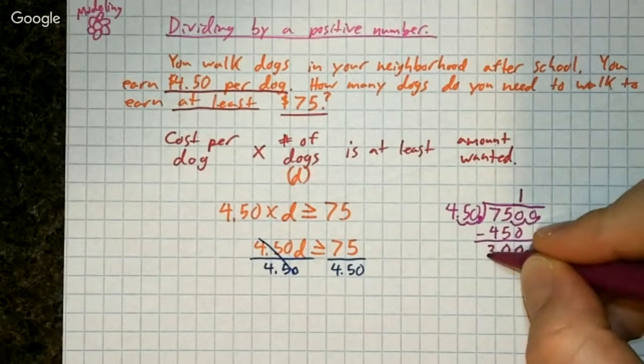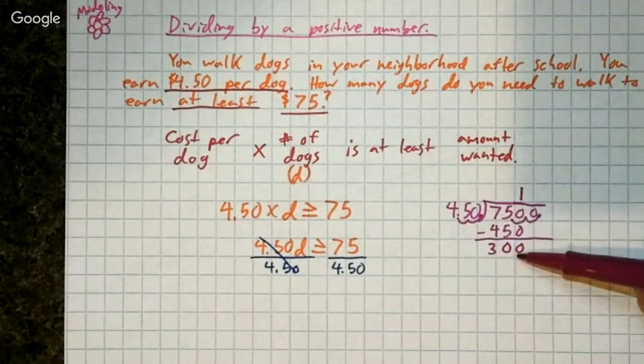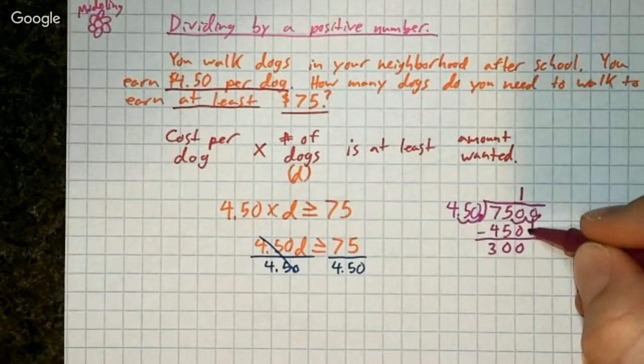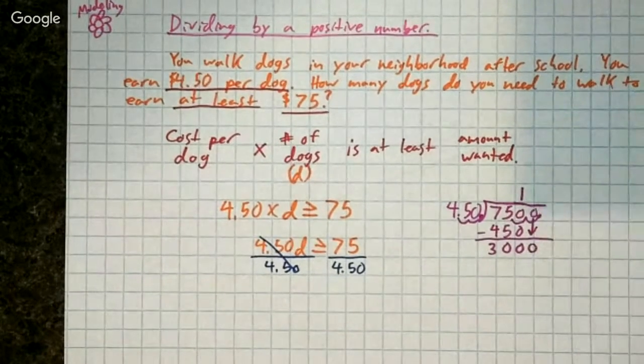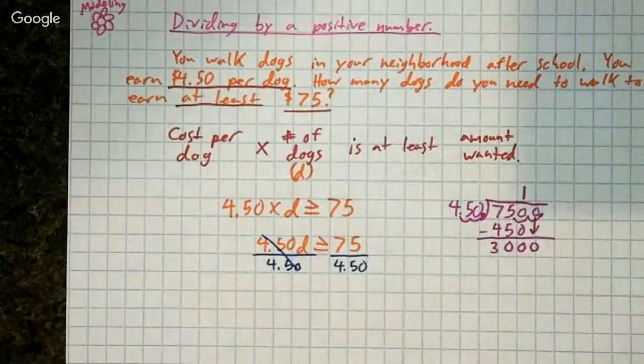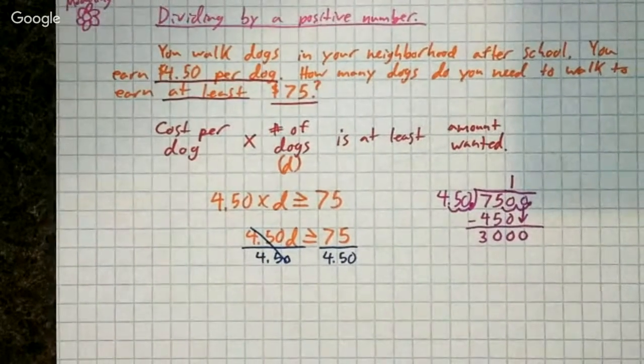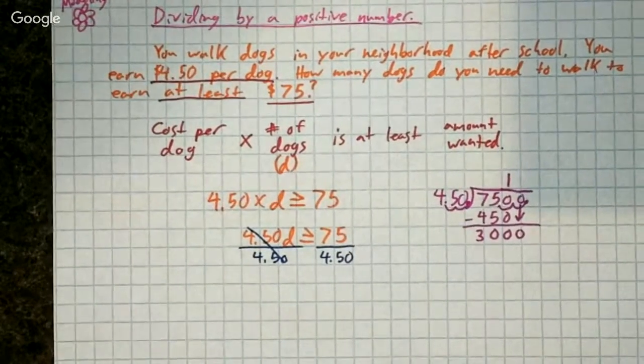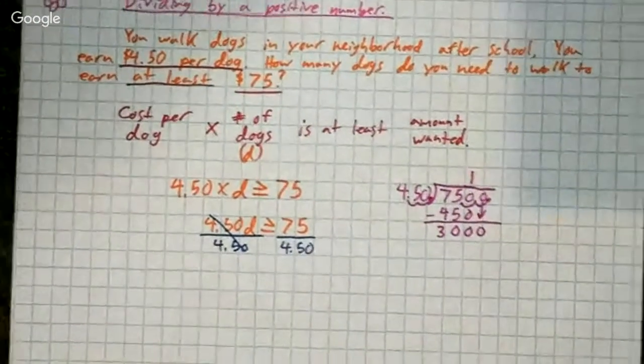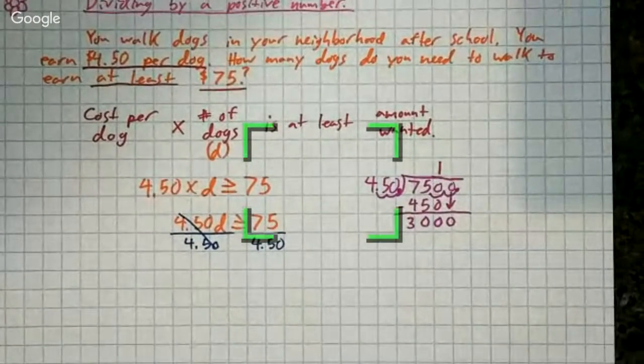7 minus 4 is 3. 450 cannot go into 300, so we need to drop the 0. How many times can 450 go into 3,000? Again, off the top of my head, I don't know, so we're going to do a little bit more work. Remember, don't be afraid to do scratch work. You should always be able to do that on the side.